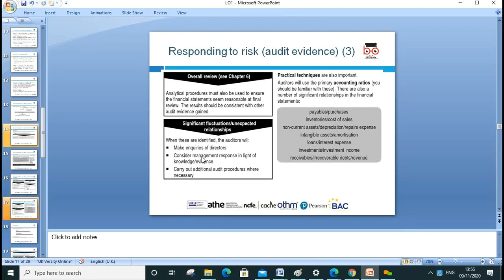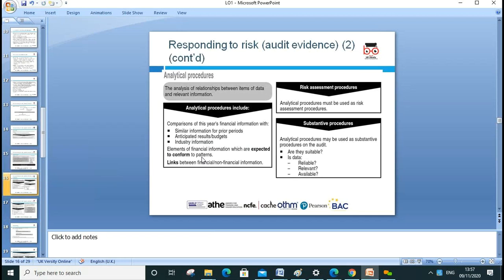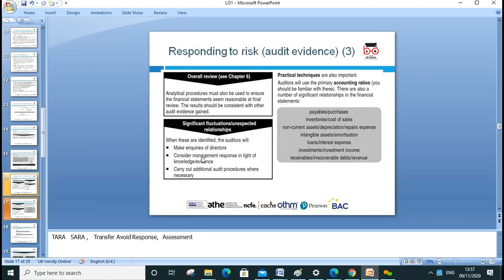One approach is called TARA, and SARA approach. Yes, TARA is transfer, avoid. Yes, you can avoid risk if you don't do business. Response to risk, maybe assess your risk. And SARA is also share risk with somebody. Avoid risk, respond to risk, yes. We will go through these approaches and try to apply them in our next lesson.